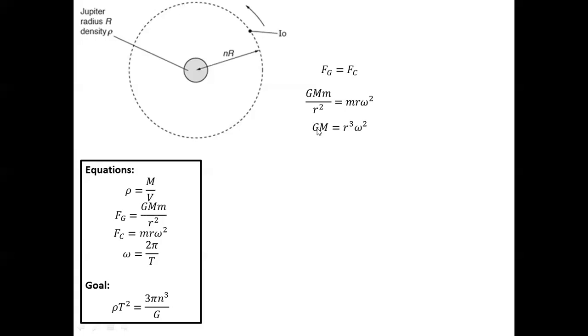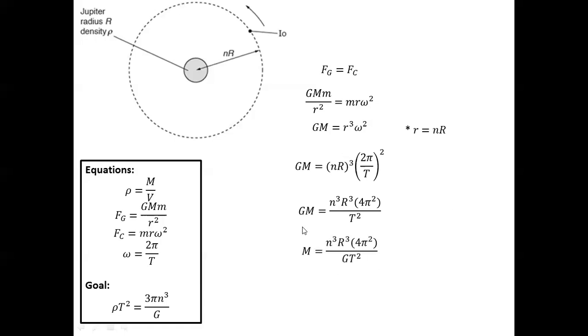Now, applying this information about the orbital radius for this problem, and then replacing omega by 2 pi over t, we now have this equation. So small r is replaced by nR, and then omega will be replaced by 2 pi over t. So simplifying this, we now have GM is equal to n cubed R cubed times the quantity 4 pi squared over t squared. And isolating M, we now have this equation over here.